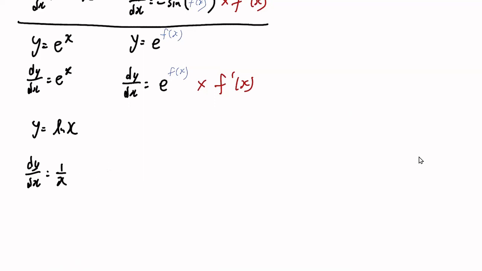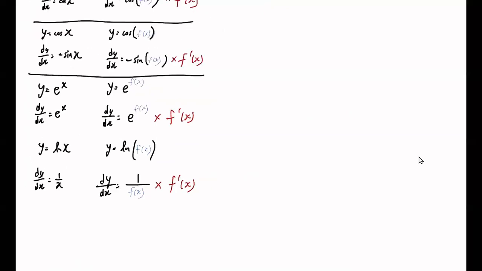Anyways, if y equals ln of f of x, now changing from x to f of x, what's dy by dx? Just 1 over f of x, right? Just change from x to f of x. Then don't forget to times f prime of x. Can you see the pattern now?